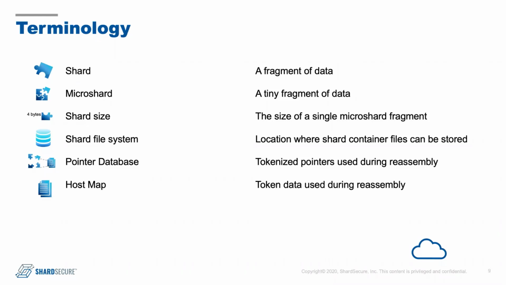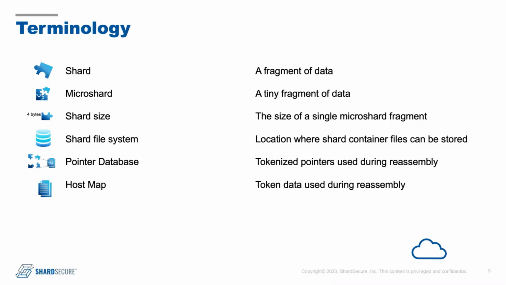And then the next two are interesting. The pointer database is a tokenized database that has the instructions to reassemble a file. The host map are the tokens, and they actually point to where the data is stored. So that means the pointer database knows how to reassemble a file, but doesn't know where the data lives. And the host map knows where the data lives and doesn't know how to reassemble it. So you really need both of those things, the pointer database and the host map, to actually reassemble a file.